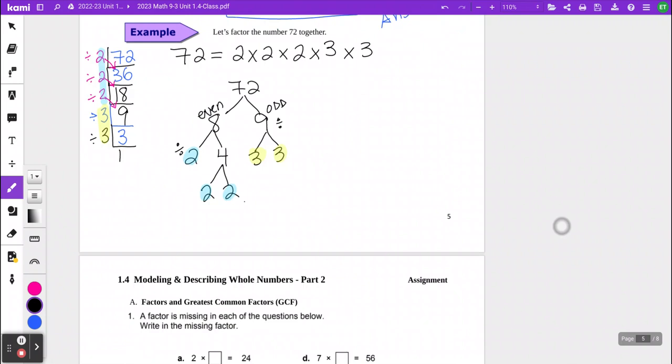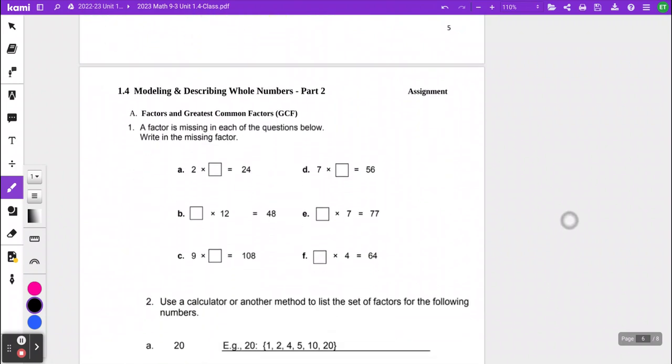Okay? All right. This is now your time to work on the assignment for lesson 4. You've got the rest of the period to work on it. This is the end of lesson 1.4.